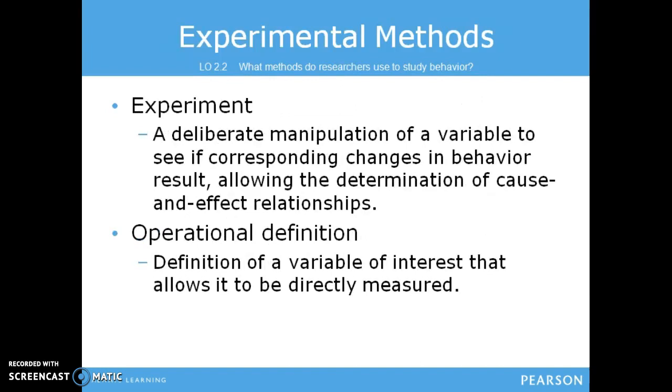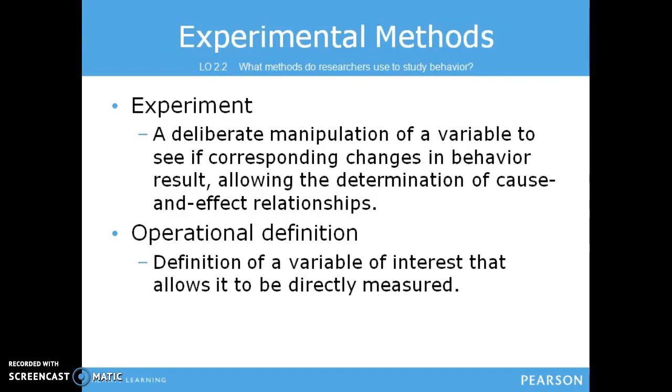And again, an experiment is a deliberate manipulation. So we are trying to control the environment to every letter of the word. We're trying to control everything about the situation in which we're testing the subjects. So the only thing that is different between the experimental group and the control group, in theory, should be the independent variable. In every other regard, it should be exactly the same.